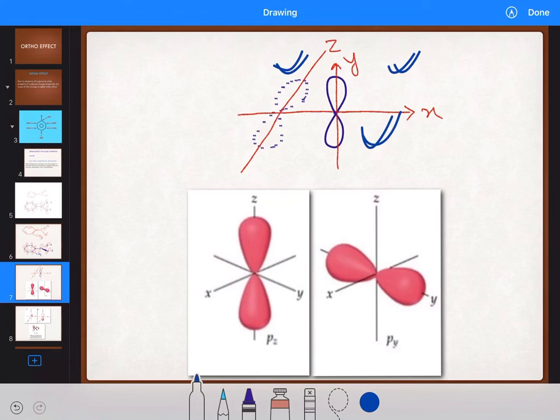You can see their 3D image. This is the z axis, this orbital is on the z axis, and this is in the xy plane about the y axis. Correct? This is in the xy plane, this is in the zx plane. Is it correct? Okay. This is on the z axis, this is on the y axis, meaning these two are perpendicular to each other. Do they overlap? No. This type of overlapping is not possible.